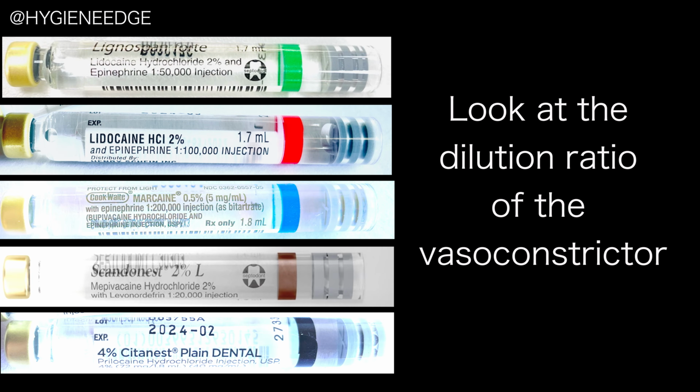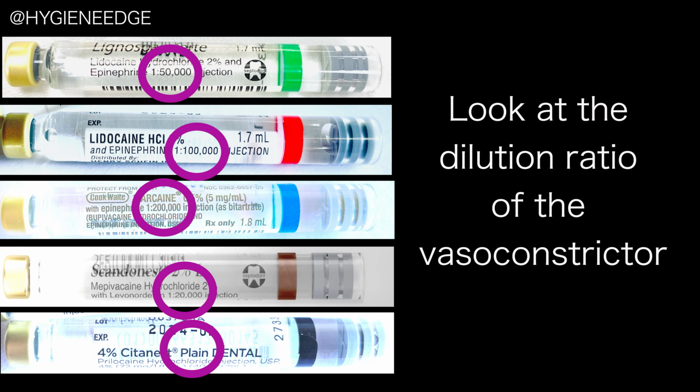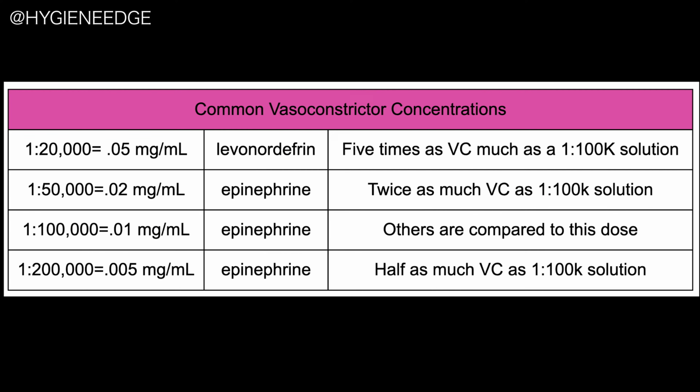To calculate, you first look at the dilution ratio of the vasoconstrictor, which on the carpule will say one of the following: 1 to 50,000, 1 to 100,000, 1 to 200,000 epinephrine, or 1 to 20,000 levonordefrin. Plain means that it has no vasoconstrictor in the carpule and you don't have to do any of these calculations. Then you're going to convert these ratios to milligrams per milliliter.